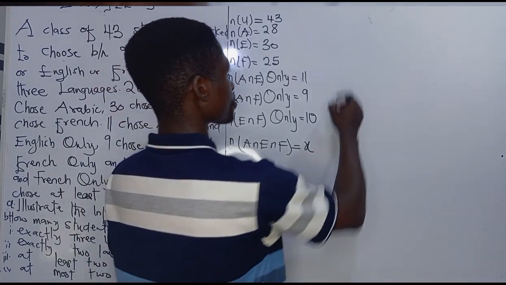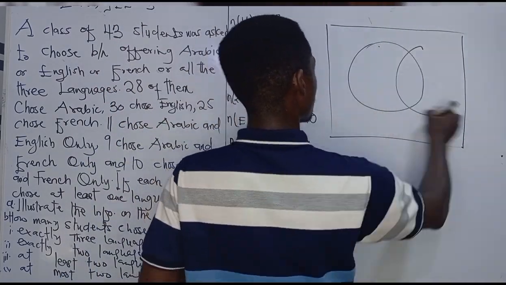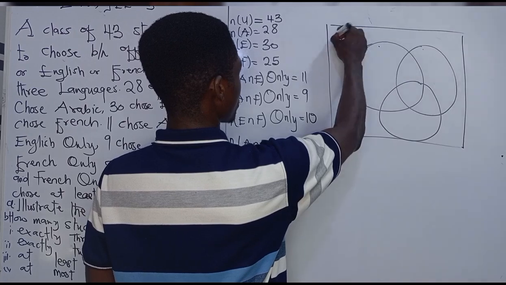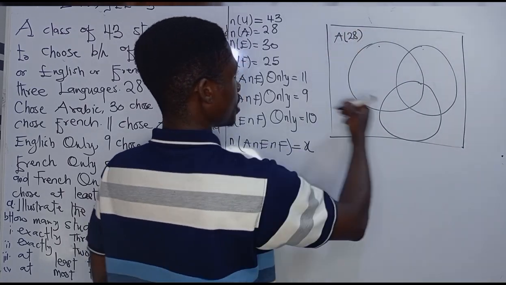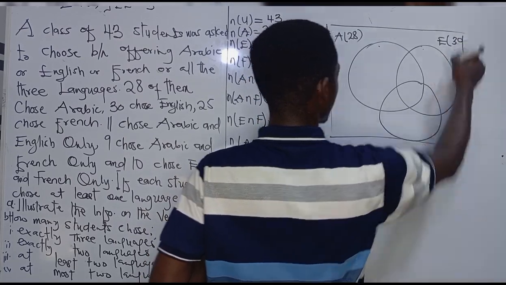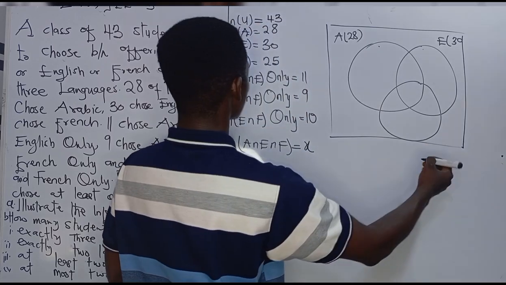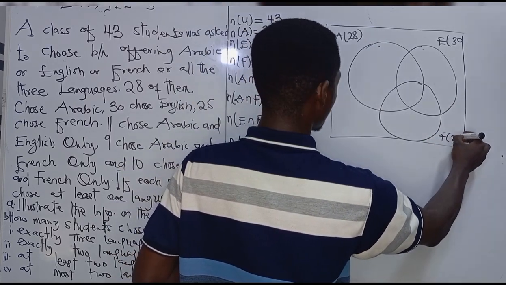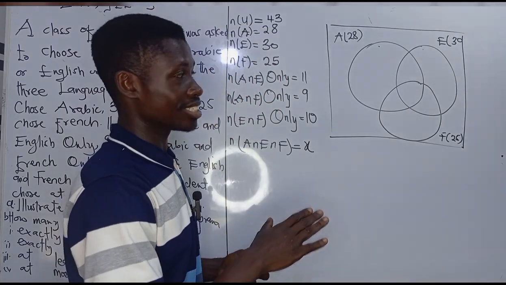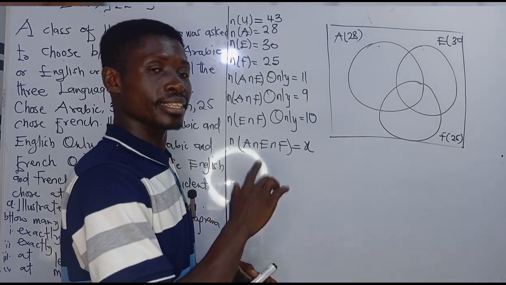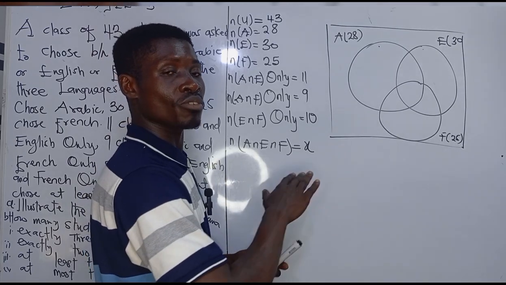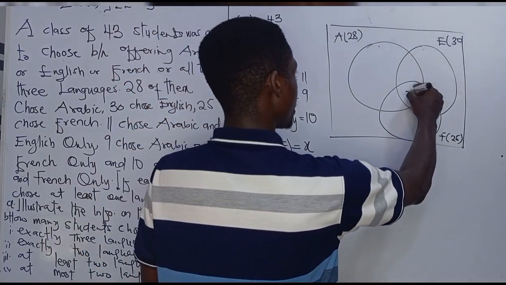So let's do that. This circle represents the number of students who chose Arabic. This circle represents the number of students who chose English. And then this circle represents the number of students who chose French. Now once you are done with your 3 intersecting circles, the first region that you have to represent is the intersection. We use X to represent the number of students who offered all the 3 languages. So that's going to be there.